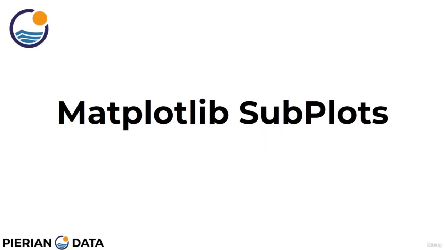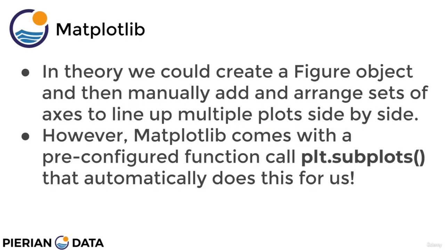Welcome back everyone to this lecture on Matplotlib subplots. Now since we already know how to create a figure object as well as add a set of axes to it, in theory we could create a figure object and then manually add and arrange sets of axes to line up multiple plots side by side. So we could have one plot on the left and one plot on the right, or maybe a 2x2 matrix of plots.